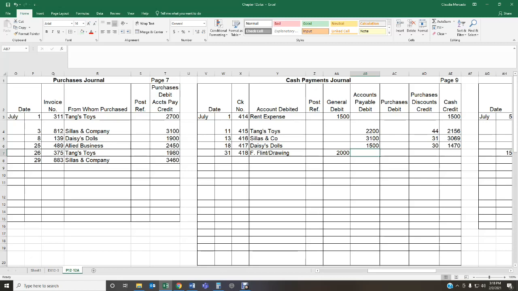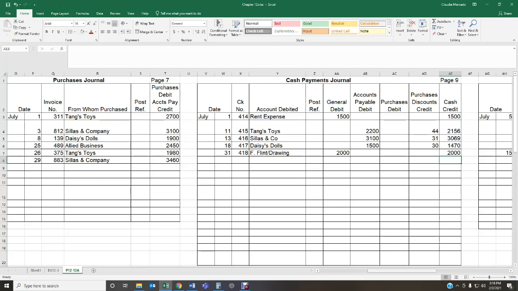So Flynn withdrew $2,000. What's going to happen to the money in the bank? Is it going to increase or decrease? Because a withdrawal is being made, your money is going to decrease. Okay, so here we have a general debit for $2,000, and then your cash is going to get credited $2,000. Okay, you're taking money out of the bank to give it to the owner for withdrawal purposes.